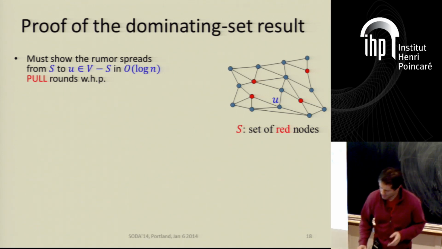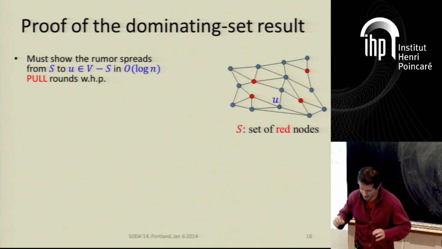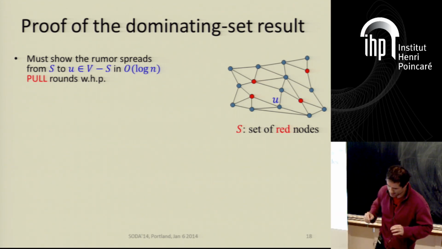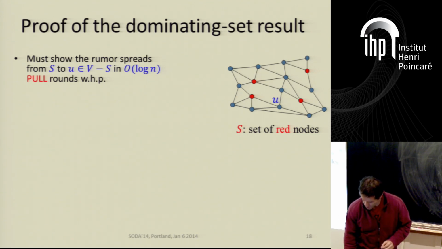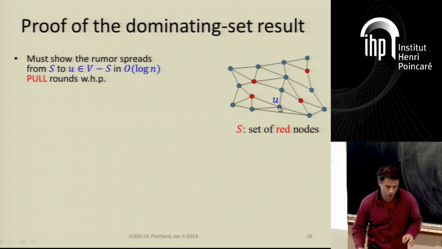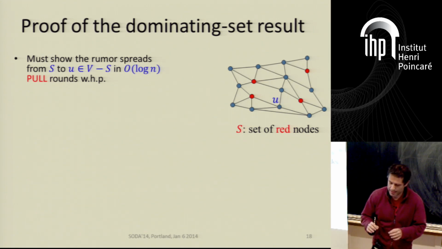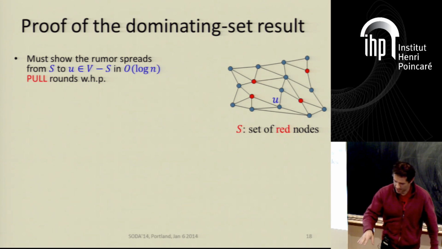And here is the proof. So here is our graph. I made it a little larger. These red nodes are the set S, which is a dominating set. And what we must show is that the rumor spreads from some of these red nodes to any given blue node U, with high probability within a logarithmic number of rounds of the pull protocol.